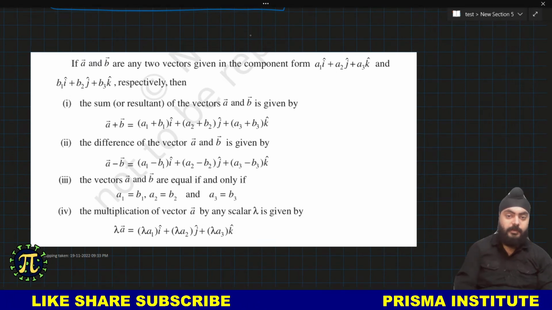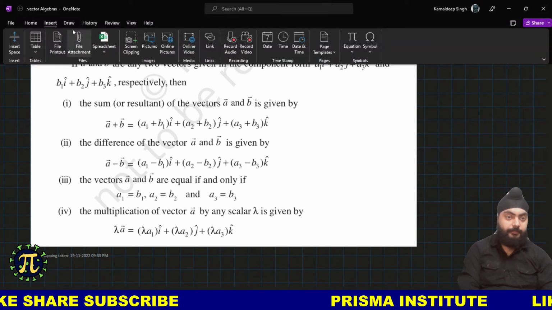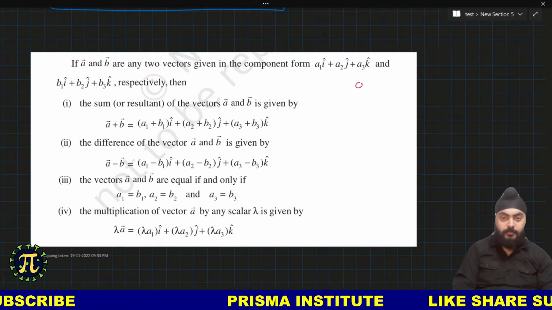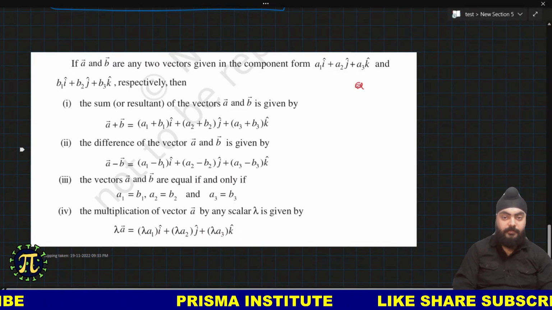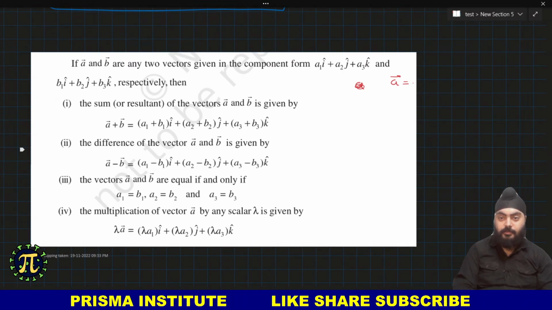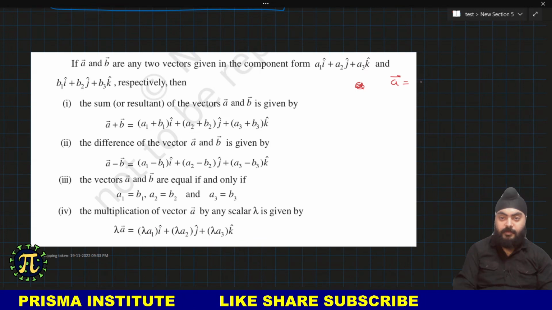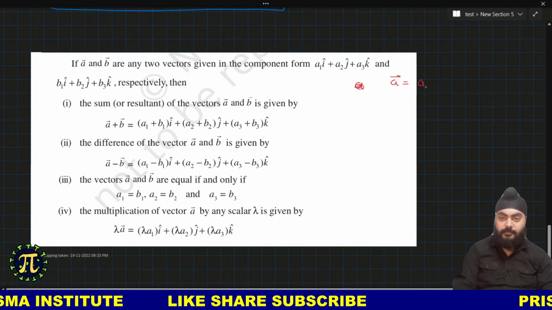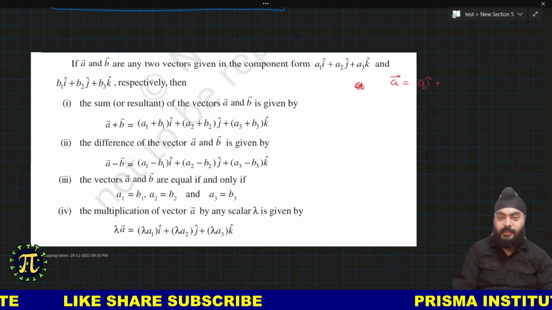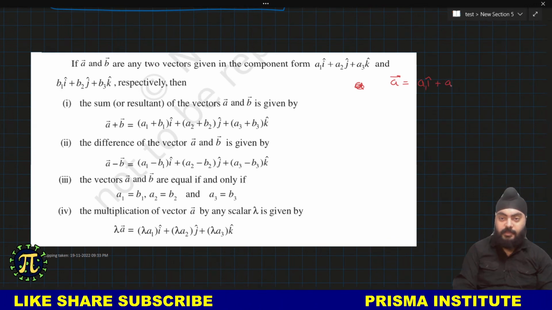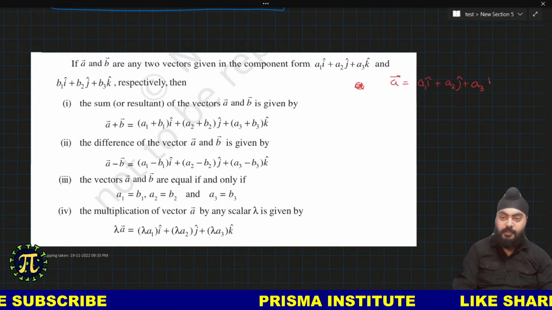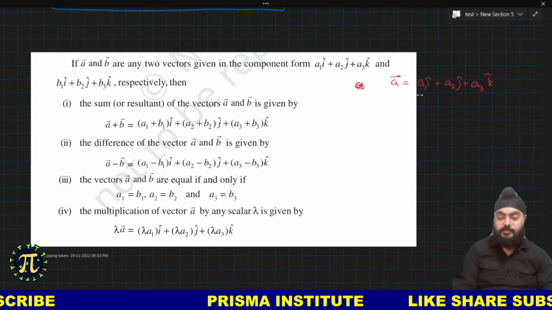So the first property here is, so they have defined a vector in its component form. So let's say a vector is nothing but a1 I cap, so you can call it ax also, right? Plus a2 j cap, you can call it ay also, and az or a3 k cap. So these are its components.